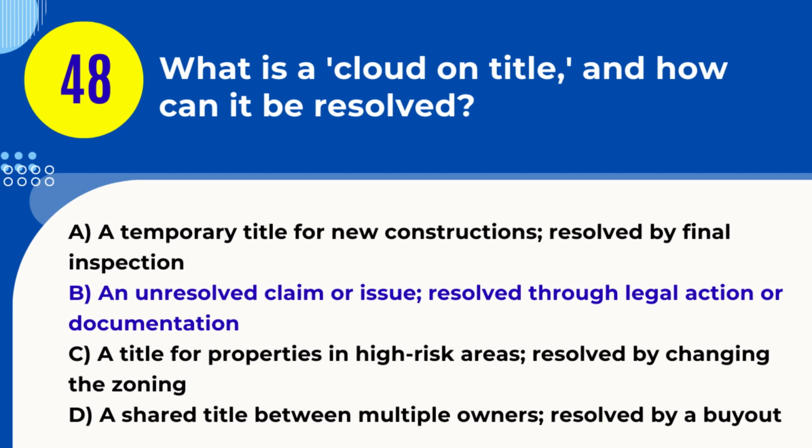Answer. B. An unresolved claim or issue resolved through legal action or documentation. Explanation. A cloud on title is any unresolved claim or issue that can cast doubt on the ownership of the property, typically resolved through legal actions or obtaining proper documentation.